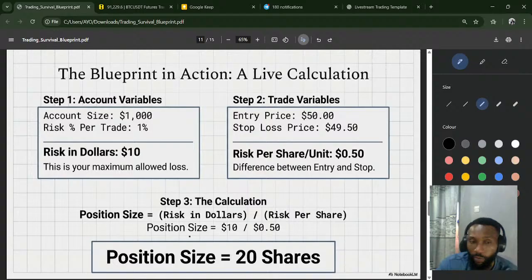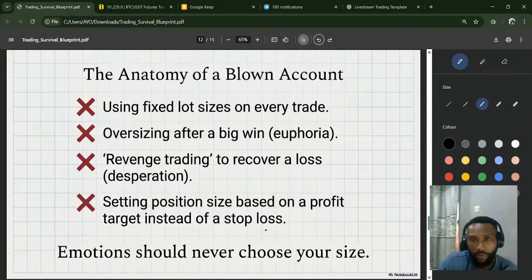There are various other calculations you can use to calculate your risk, but this one is simple and easy to go around with. Okay, so let's move to the next thing. The anatomy of a balloon account.